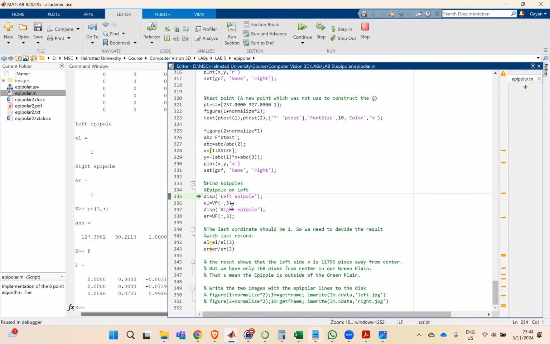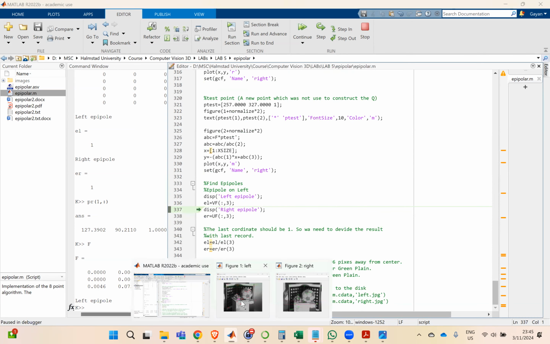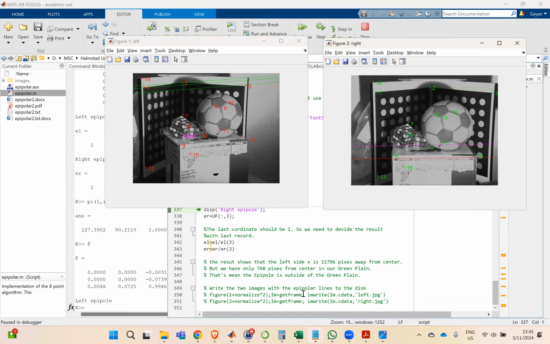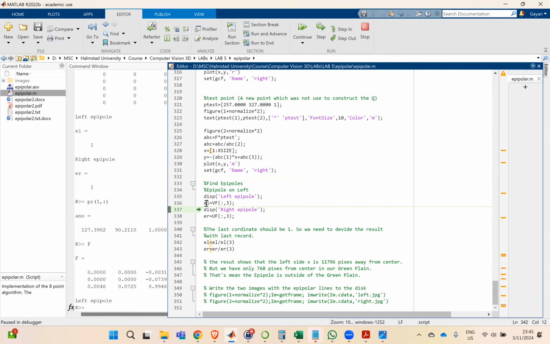So the last column of VF is our epipole. And you can see where the epipole is now. We said all the epipolar lines should go through the epipole. But you can see it's not going through one point here. If you look carefully, it should go through one point, but it's not. So let's see where the epipole is, and when we look at the epipole, we get these coordinates.